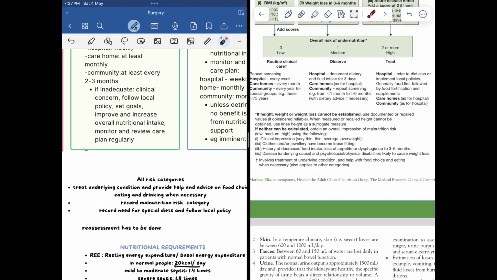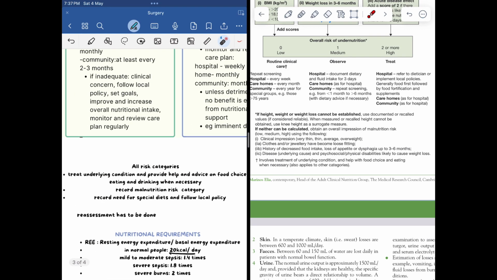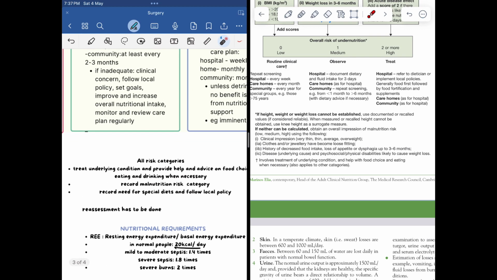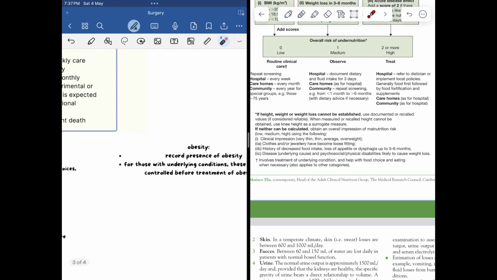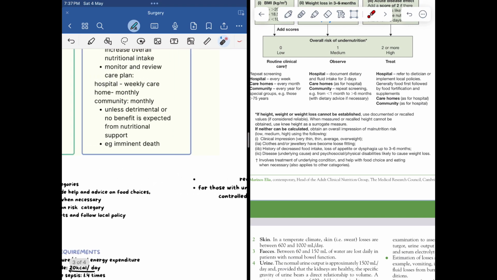Now for all the risk categories, we have to treat the underlying condition and provide help and advice on food choices, eating and drinking when necessary. Also record the malnutrition risk category, record need for special diets and follow the local policy. Reassessment has to be done. If the patient is obese, we record the presence of obesity, and for those with underlying conditions, these are generally controlled before the treatment of obesity.